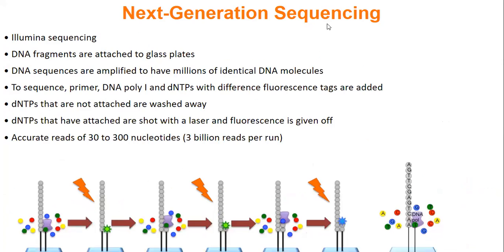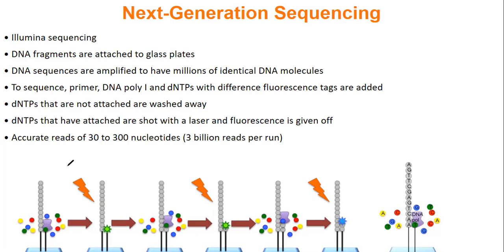The next type of sequencing we're going to look at is Illumina. And this is very similar to pyrosequencing in that you take your DNA, which again is gray, and you break it into small pieces. Then you put those pieces on a piece of glass.